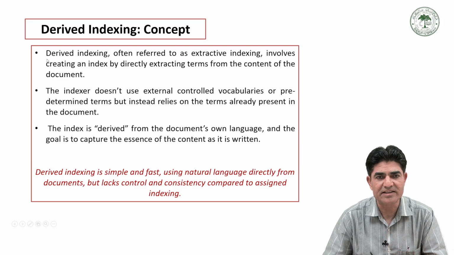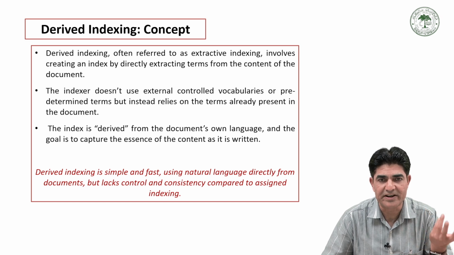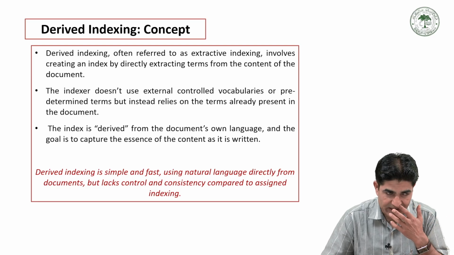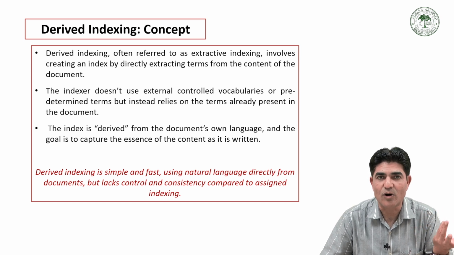Derived indexing is also known as extractive indexing, which involves creating an index by directly collecting the relevant terms from the contents of the document. The indexer does not use an external controlled vocabulary system. Instead, the natural terms put by the author in the documents are used as the indexing terms. The index is derived from the document's own language, and the goal is to capture the essence of the content as it is written by the author.